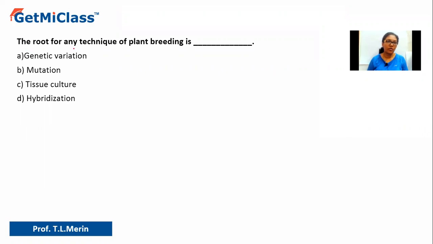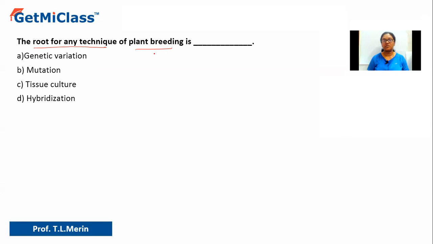Says the root for any technique of plant breeding is dash. Option A genetic variation, option B mutation, option C tissue culture, option D hybridization. So let us understand the question. It says the root for, that means the main cause for any technique of plant breeding is dash. Okay, so what is it? Option A, B, C, D, we have to choose one.